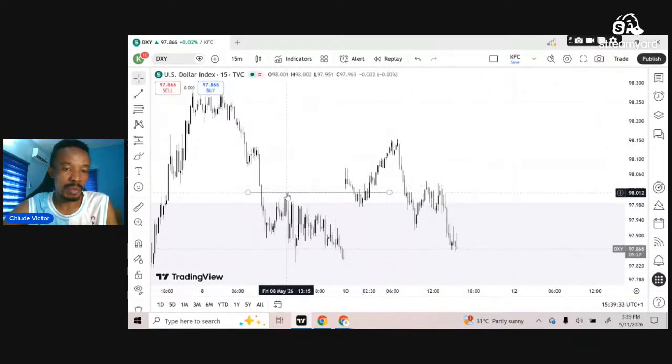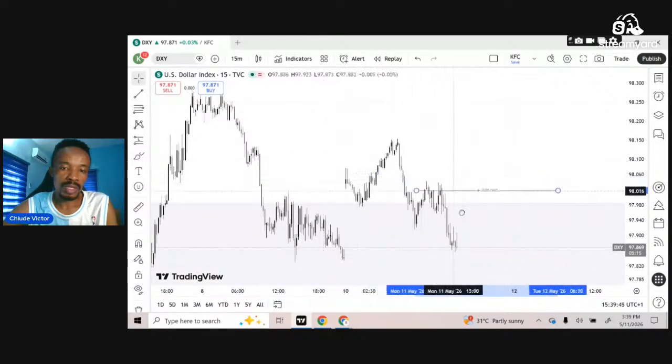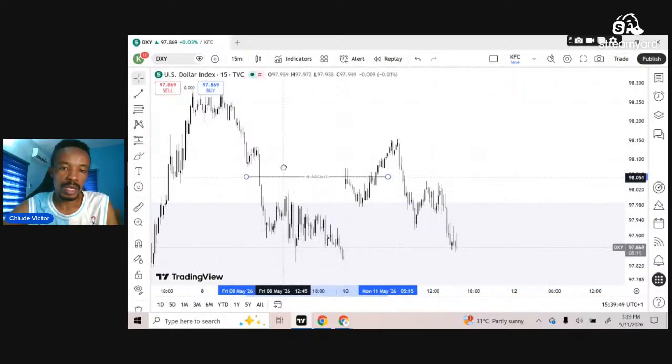In fact, it has given me my buy confirmation here, of which this one for me was taken out. This second one was taken out. And if for any reason I find a bullish structure formed here, then I will consider buying the dollar index.